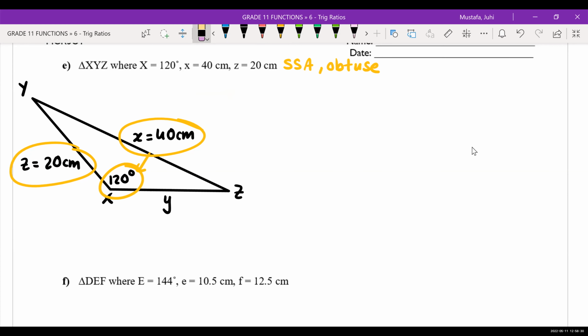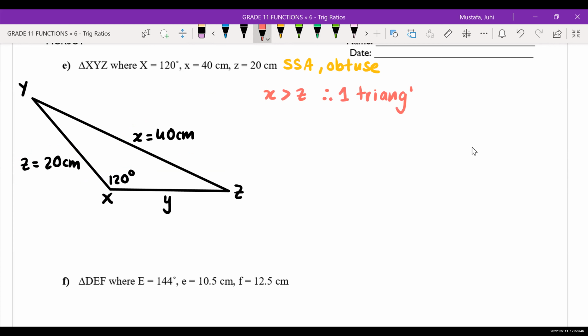Luckily, in this case, 40 centimeters is larger than 20 centimeters, and so one triangle will exist. We need to write that as our proof. So we're going to say side length X is greater than side length Z, therefore one triangle exists. Go ahead and solve the triangle. It's just using sine law and what we've been doing. So I'll do the solutions. You can check your work after you're done.